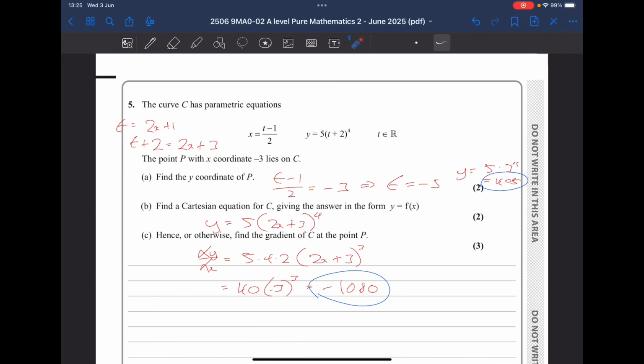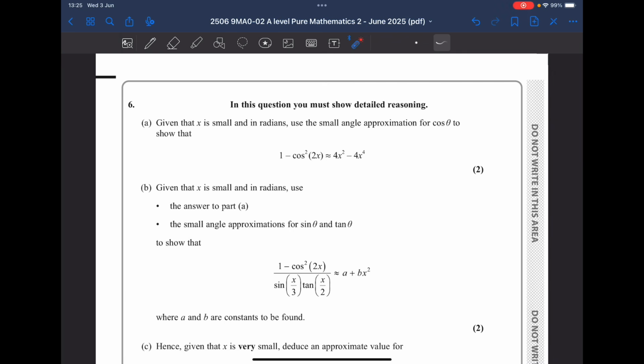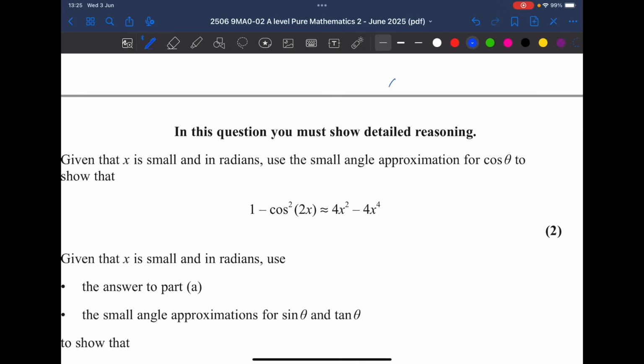Did I miss a question? No. Number 6 then. Given that x is small and in radians, use the small angle approximations for cos theta to show that this is true. Okay, so in general, cos theta is roughly 1 minus theta squared over 2. So now we've got that squared down here.